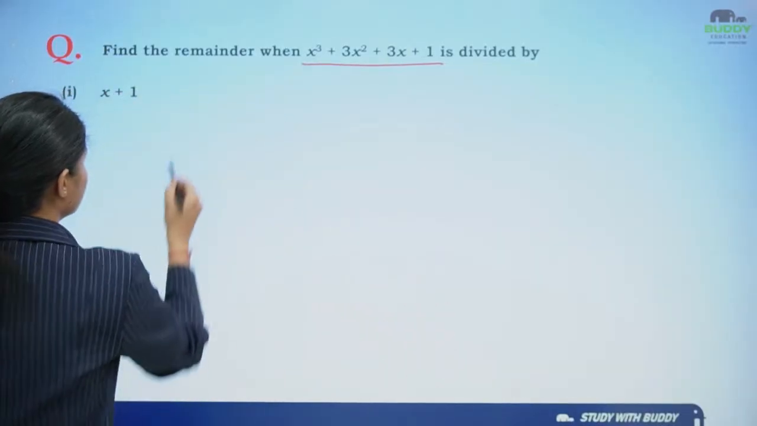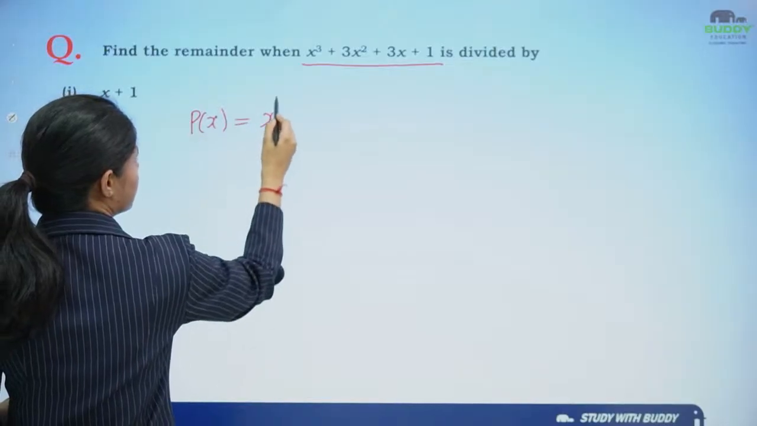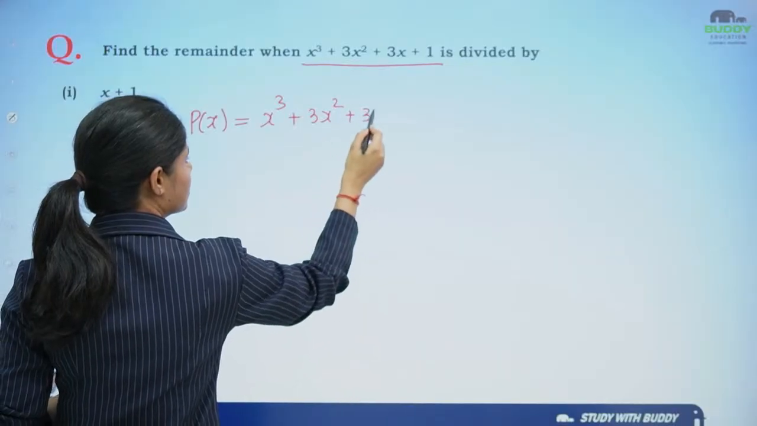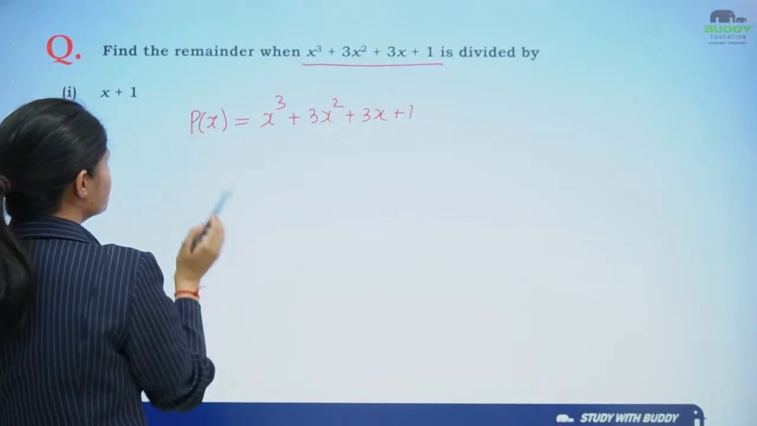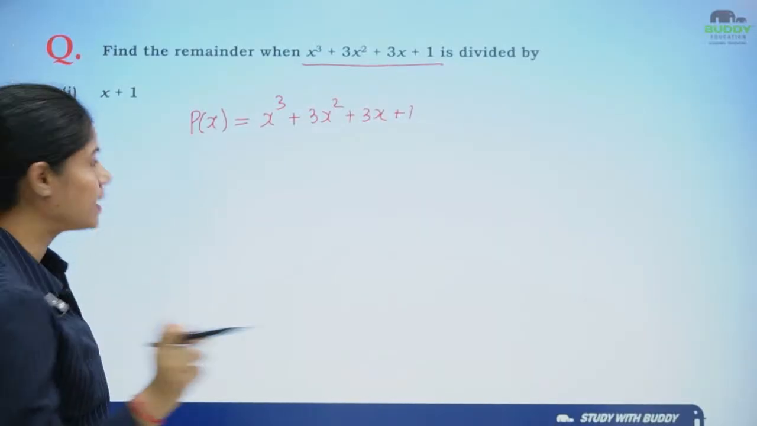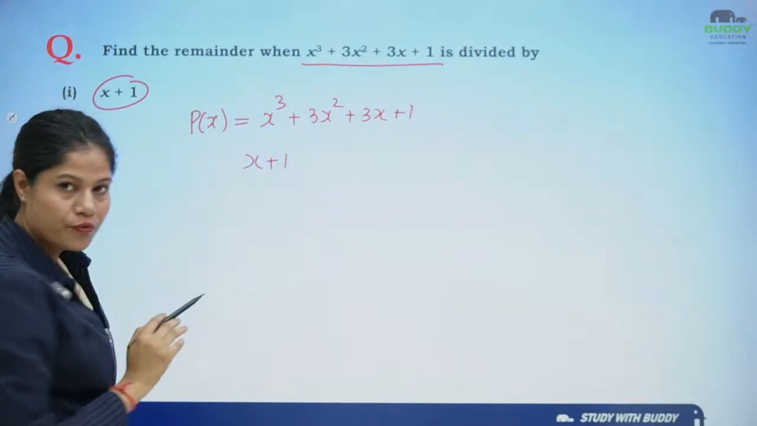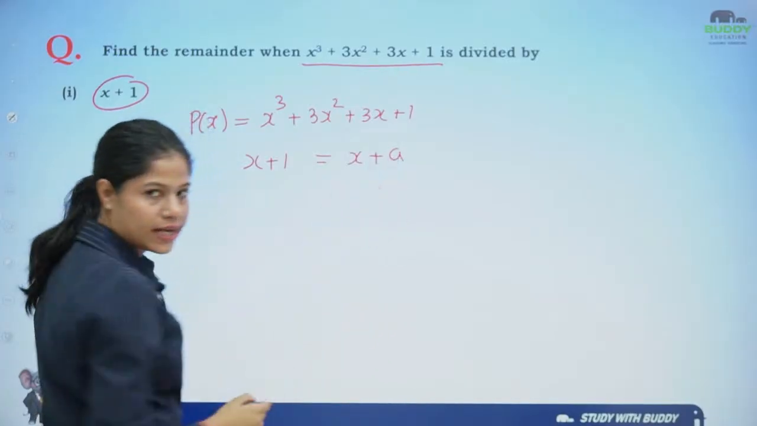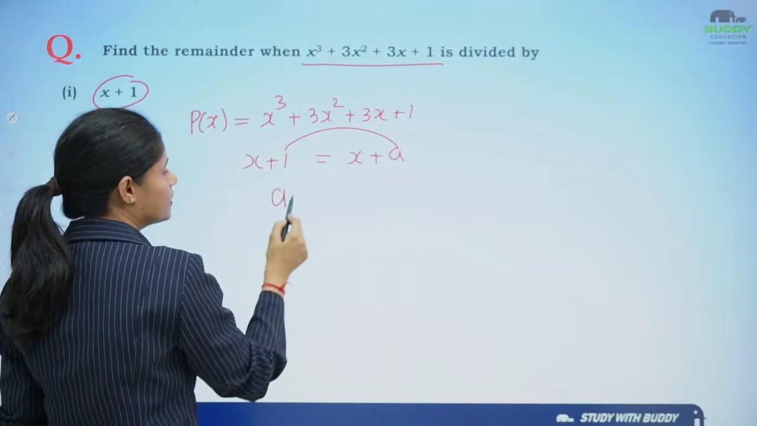Okay, so first we will write that p(x) is given as x cube plus 3x square plus 3x plus 1, right? This is the polynomial. And by which polynomial am I dividing this? By x plus 1. So first I need to compare this with x plus a, right? Then only I'll get the value of a. When you compare this, what will be the value of a?